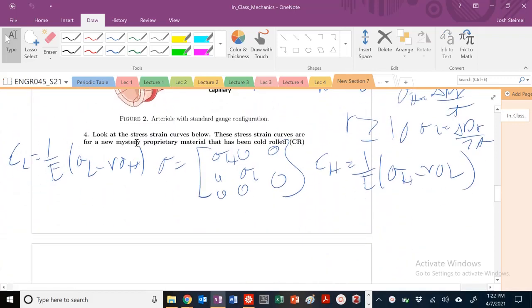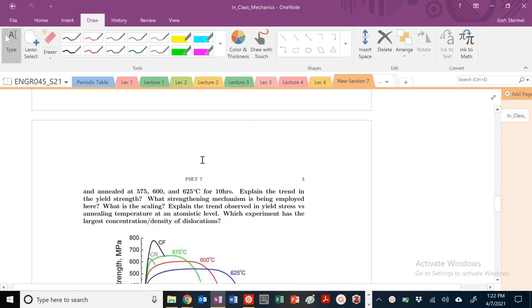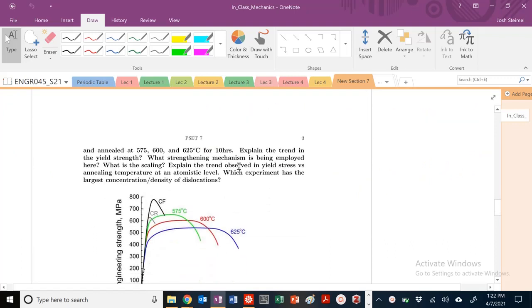Problem 4 says, look at the stress strain curves below. These stress strain curves are for a new mystery proprietary material, cold rolled, and annealed at these different temperatures. Explain the trend in the yield strength. What strengthening mechanism is employed? What's the scaling? Explain the trend observed in the yield stress versus annealing temperature at an atomistic level. What experiment has the largest concentration or density of defects?